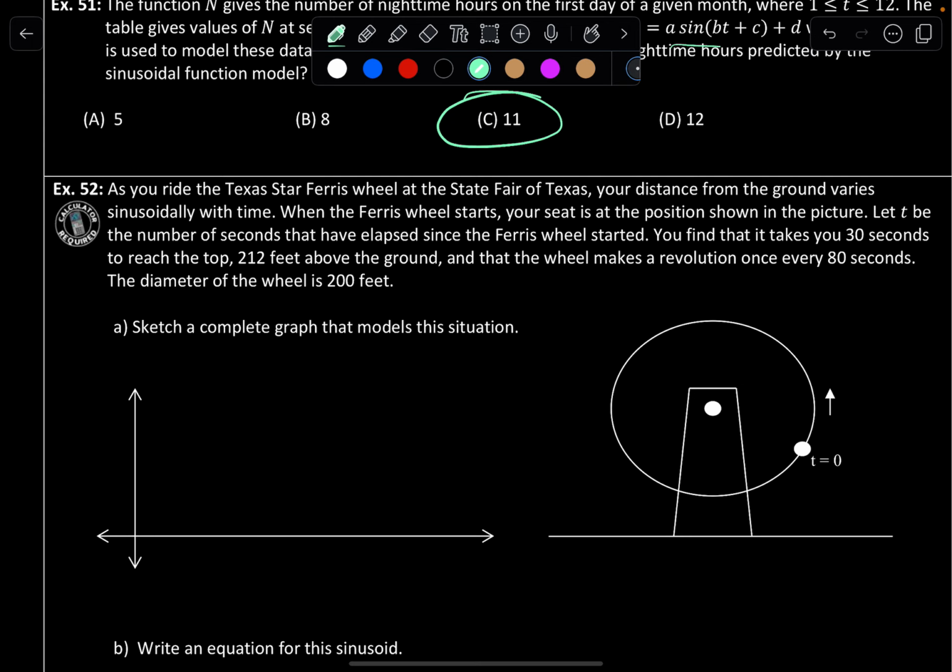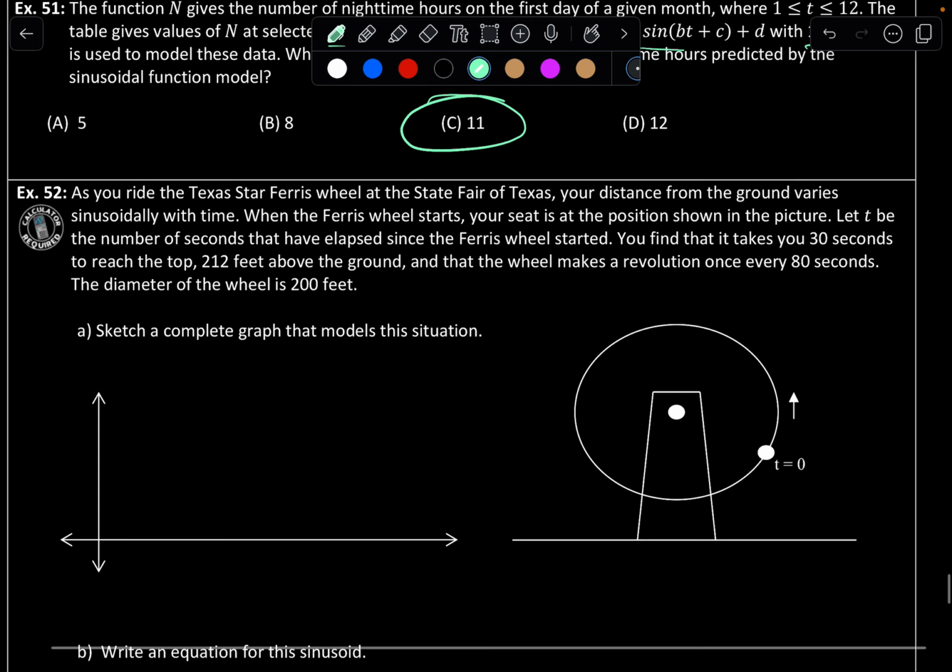So as you ride the Texas State Ferris wheel, your distance from the ground varies sinusoidally with time. When the Ferris wheel starts, your seat is at the position shown in the picture. Let t be the number of seconds that have elapsed since the Ferris wheel started. You find that it takes you 30 seconds to reach the top, 212 feet above the ground, and then the wheel makes a revolution once every 80 seconds. The diameter of the wheel is 200 feet.